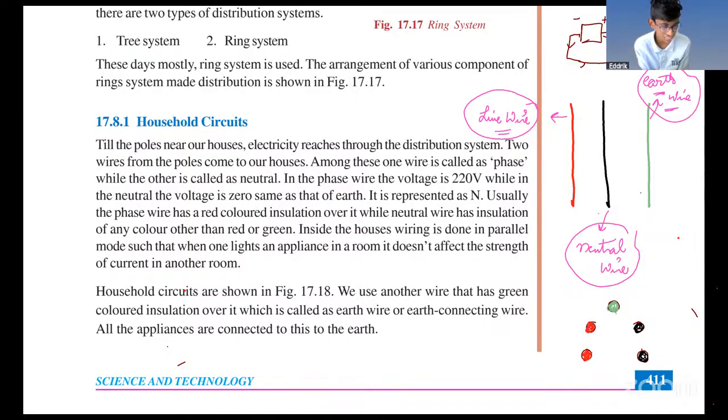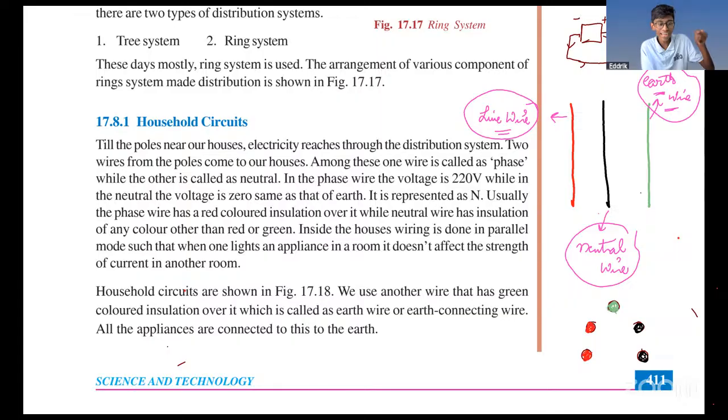That's why we don't get a spark or fire. Sir, the wire itself is red, blue, or green? It's the insulation on them, right? Yes, the insulation is made in the color of that wire only. If we are using a live wire, it will have only red insulation.